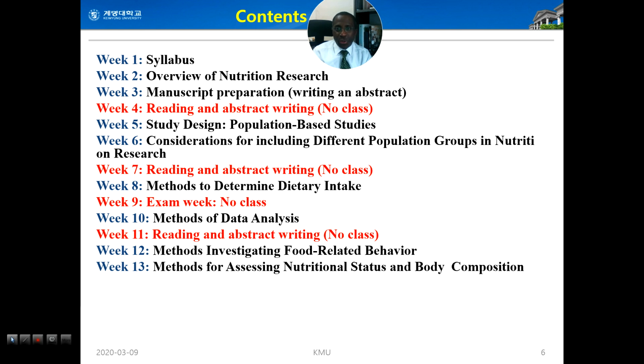On the 13th week, we look at methods for assessing nutritional status and body composition. All right, that will be technically our last chapter. Hopefully, we'll have a chance to actually go through it. A very important one as well. I also have a chapter normally on energy requirement. Hopefully I won't have a lot of problems covering some of these parts. So on this one, we probably also look at energy requirement and energy expenditure.